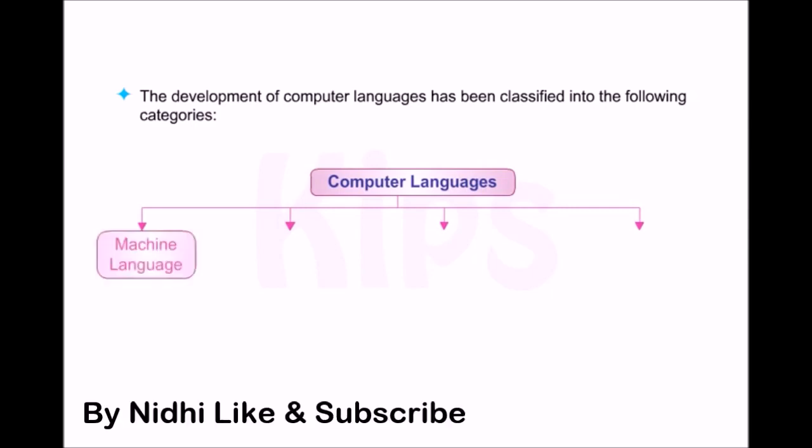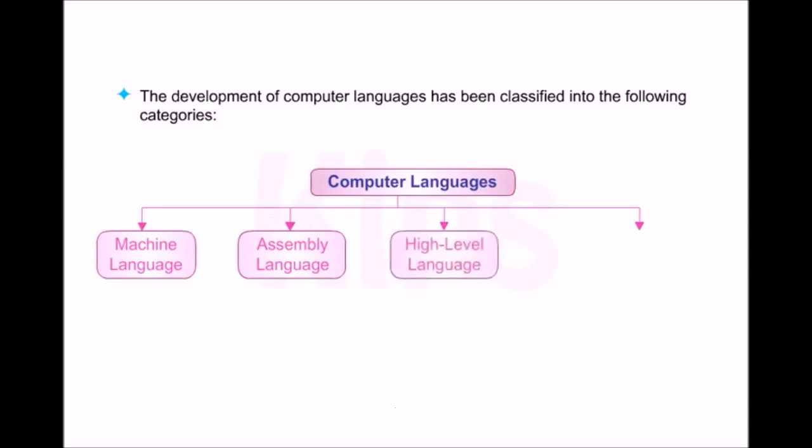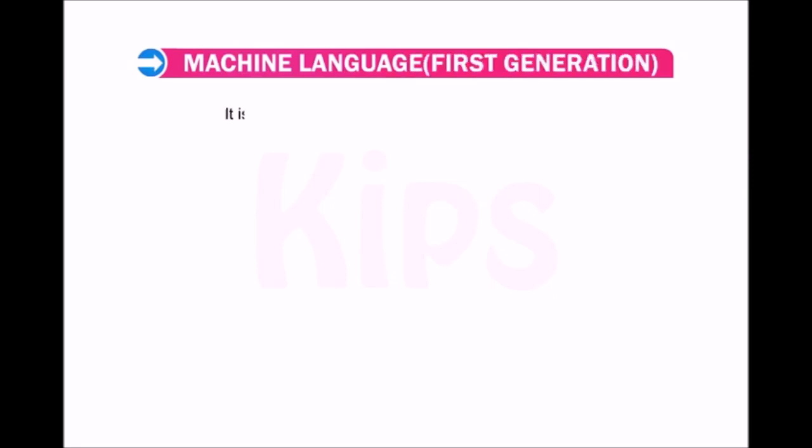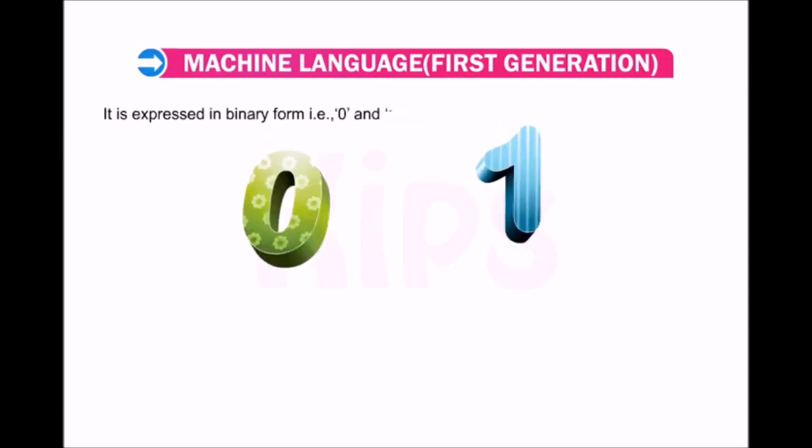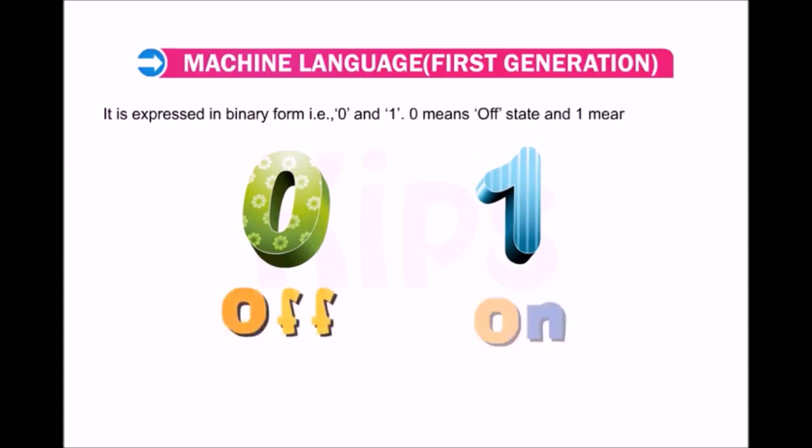First generation as machine language. Second generation as assembly language. Third generation as high-level language. Fourth generation language. Now let us understand what a machine language is. It is the only language that a computer understands. It is expressed in binary form, that is 0 and 1. 0 means off state and 1 means on state.